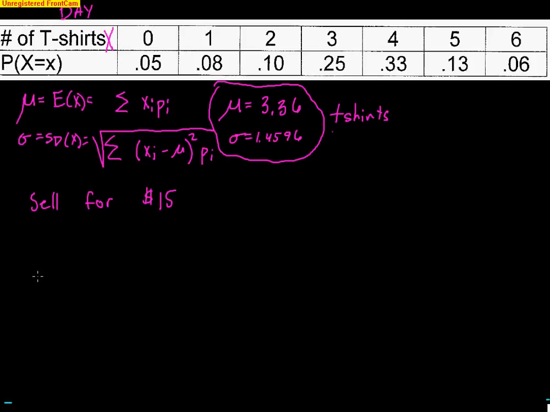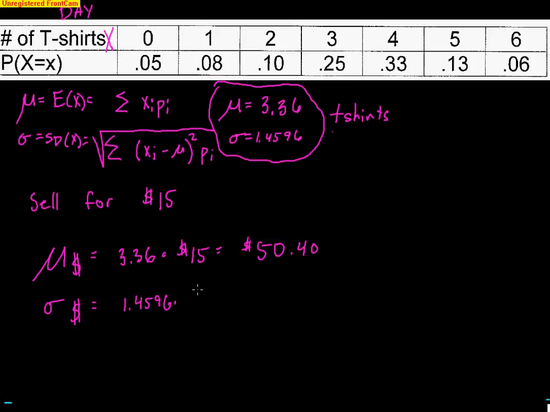$15 for every t-shirt. So the average amount of money that I expect to make would simply be 3.36 t-shirts times $15 for each one. Gives me a grand total of $50.40. Very, very simple. But multiplication also affects standard deviation. So the standard deviation would get affected, and it would vary by 1.4596 times $15. And that would be $21.89. So multiplication does affect mean and standard deviation. Okay. Now let's just talk about another way I could transform this data.